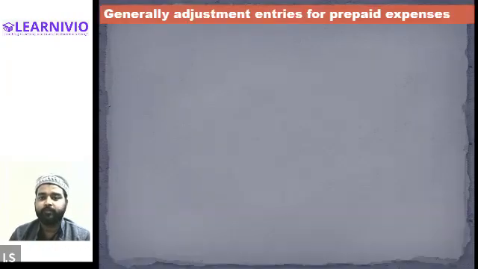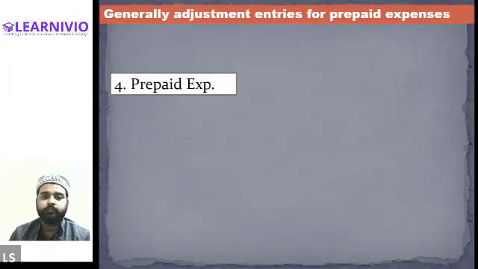Okay. So now we will discuss a few more adjustment entries, then we will start a question. Let's suppose there are any prepaid expenses given in the question. If there are prepaid expenses given in the question, how are you going to treat them? I'm not talking about the general entry. I'm saying if there is an adjustment entry given in the question regarding the prepaid expenses, then in that case, how will we be treating it?